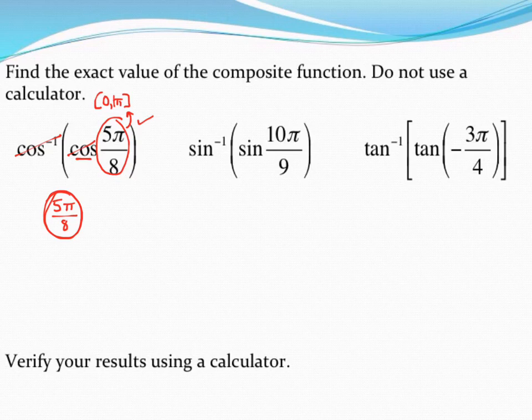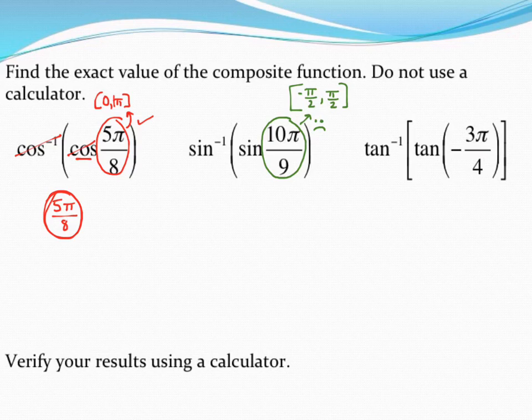So let's take a look at these next two, which, spoiler alert, are not going to be in our domain. This time we're working with sine on the inside. So 10 pi over 9 is what I want to check. According to that chart, the restricted domain of the sine function is between negative pi over 2 and positive pi over 2. In other words, negative 0.5 pi and positive 0.5 pi. And 10 over 9 is not in there. If you want to check that, making it into a decimal, 10 over 9 is bigger than 1. It's not going to fit in between there.